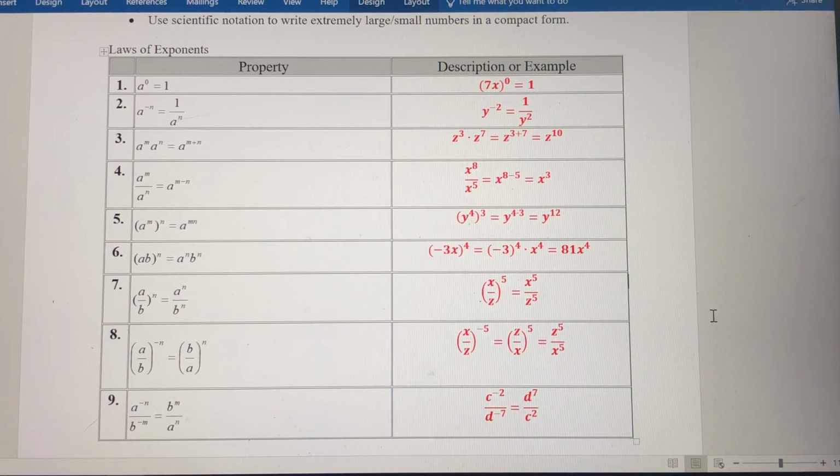And those are the laws of exponents with an example tied into each one. In part 2, the next video, we'll actually work on some problems that are more complicated.